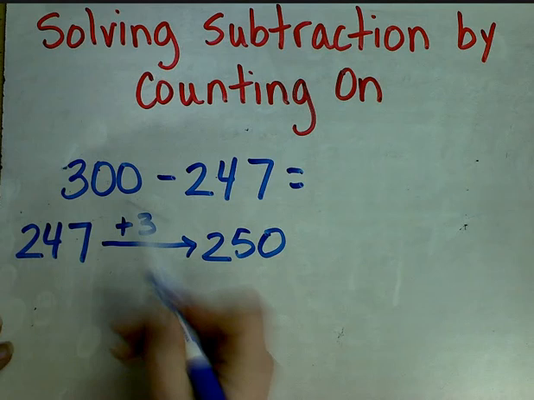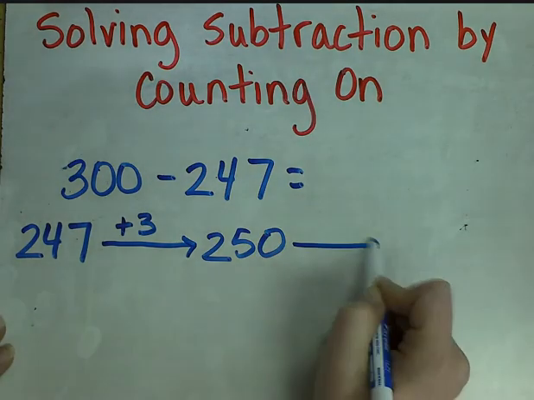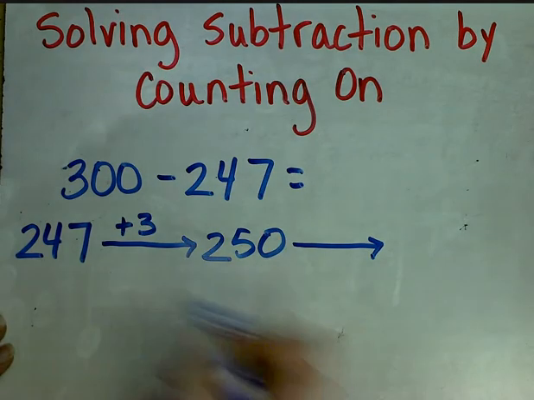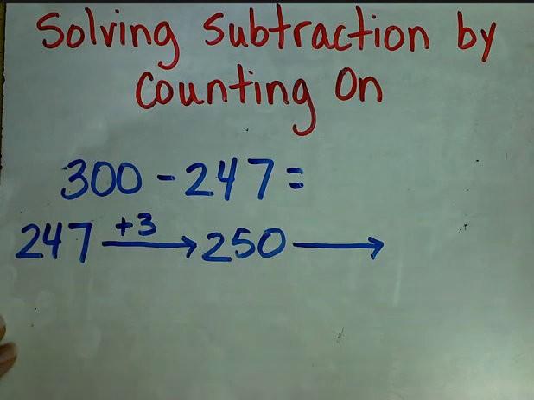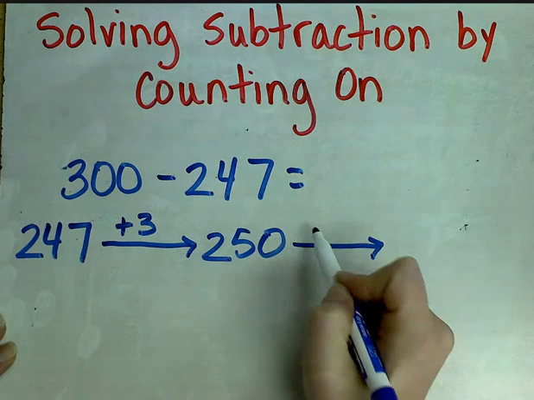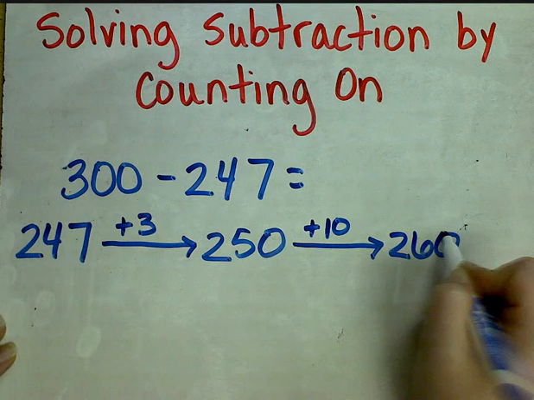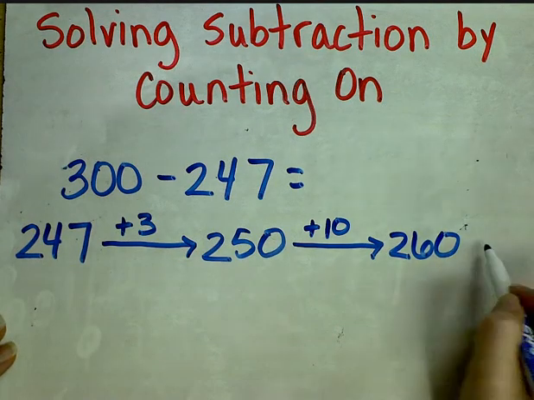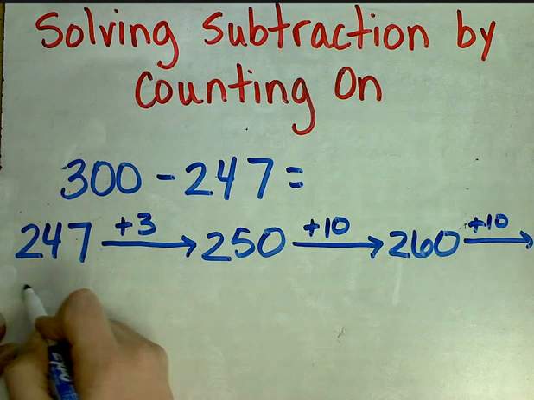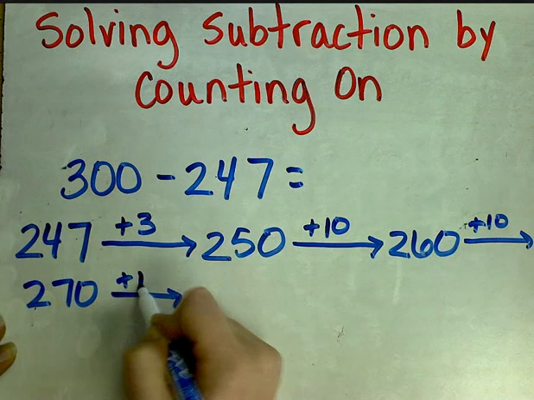Then my goal is to get to 300, so I'm going to have to keep counting on or adding until I get to 300. Some students may notice that 250 plus 50 equals 300, and that'd be okay. Other students may need to count by tens. So I'm going to show you counting by tens. I'm going to add 10 more, which gives me 260. Still not at the 300. I'm going to draw my arrow and add 10 more, which gives me 270. I'm going to continue adding groups of 10 until I get to 300.